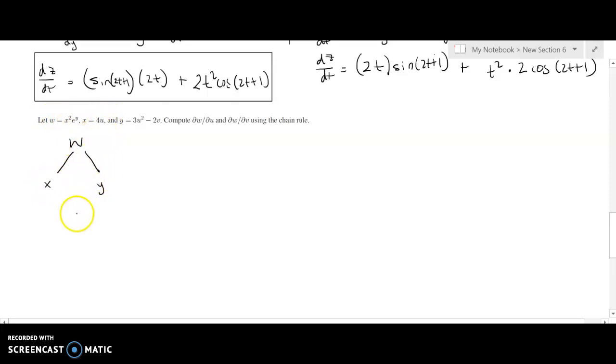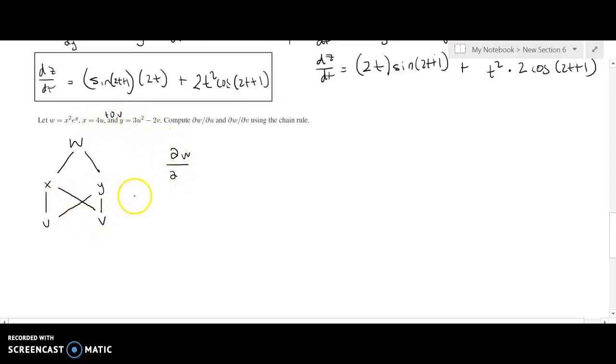and x depends on u, and y depends on u as well, but it also depends on another variable, v. So if I want to compute something like dw du, then I can, and you know what, actually we can also say that x is a function of v, except that we can actually write in here plus 0v. 4u plus 0v is the same thing as just saying 4u.